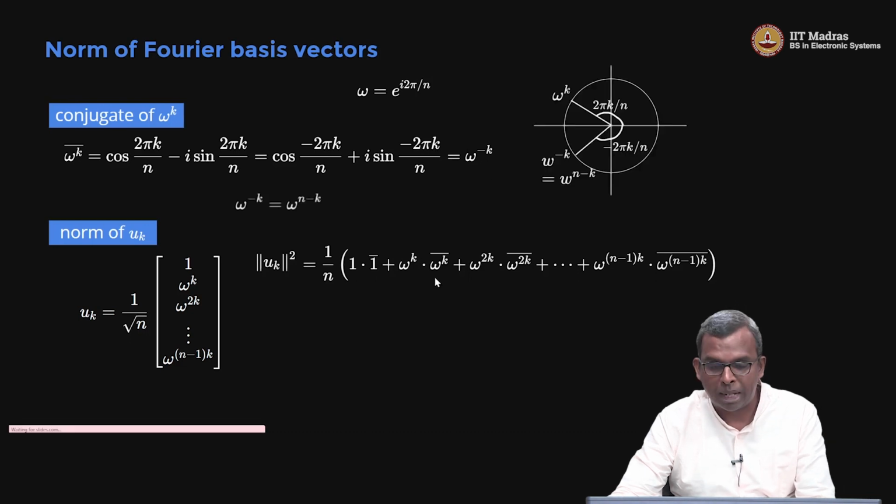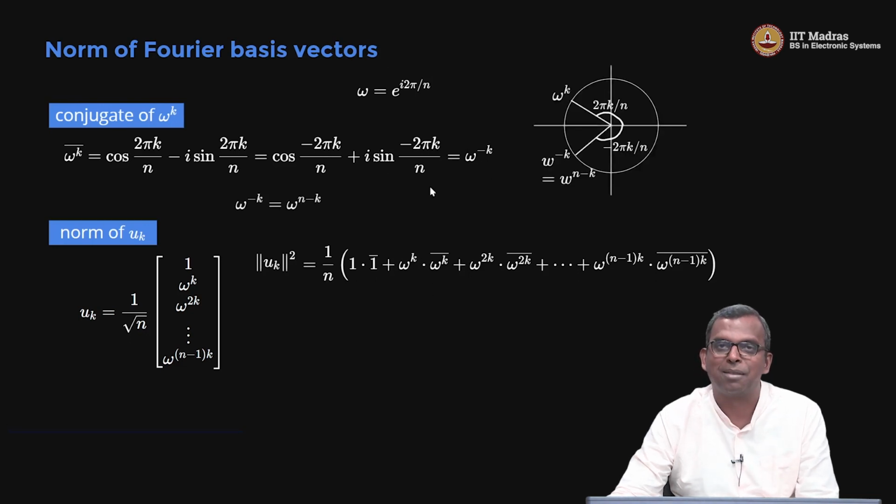So, now if you substitute that back here, okay. Anyway, let's see that in the picture. The conjugate of omega par k is actually omega par minus k, which is the same as omega par n minus k. So, the angle is minus 2 pi k by n. Okay. So, that is the relationship.